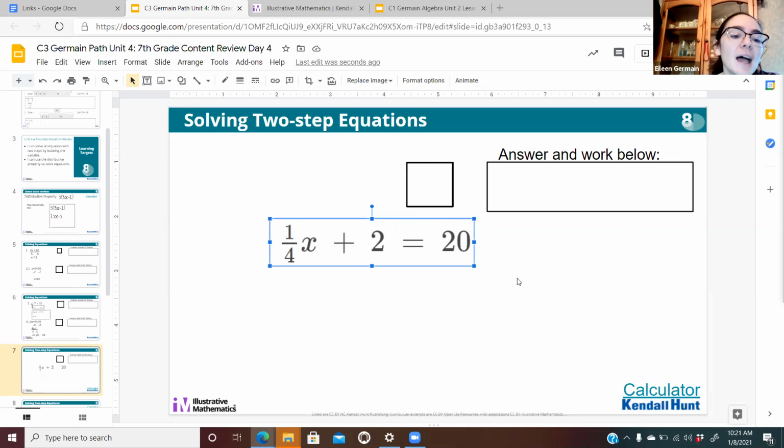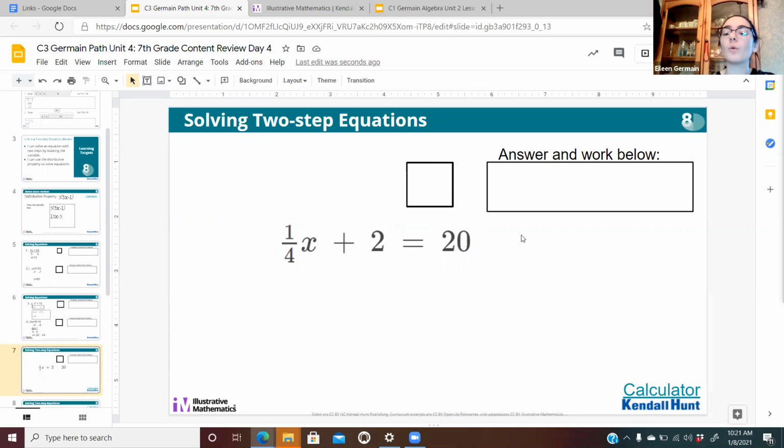Awesome job. So I have this equation here of 1/4 x plus 2 is equal to 20. So when we think about this, this is attached through multiplication, right? So what's the first step that we're going to need to undo on slide number 7? To get x by itself here, what are we going to have to undo first? Nice job, Jaden. Nice job, Avery. Perfect job, Bridget.